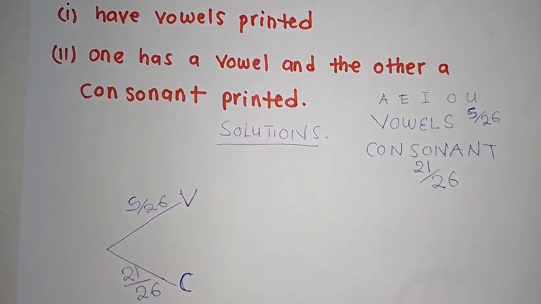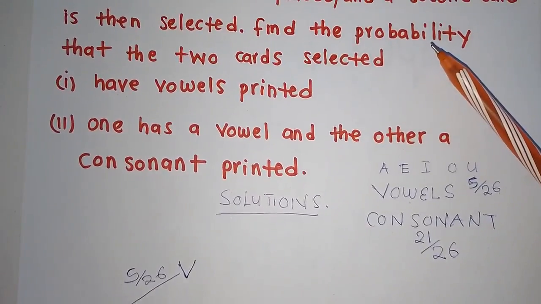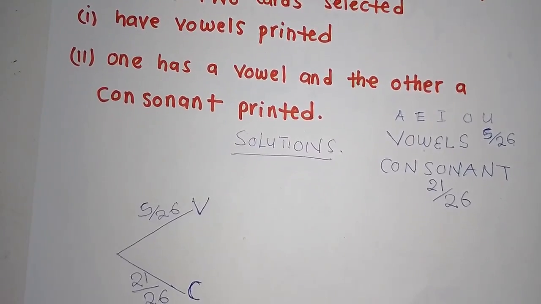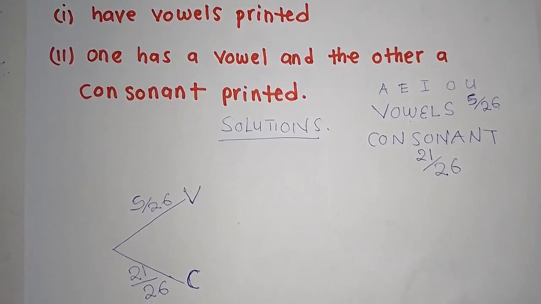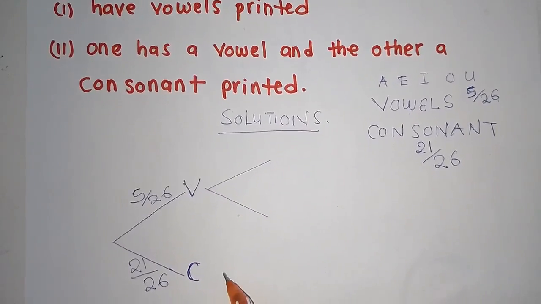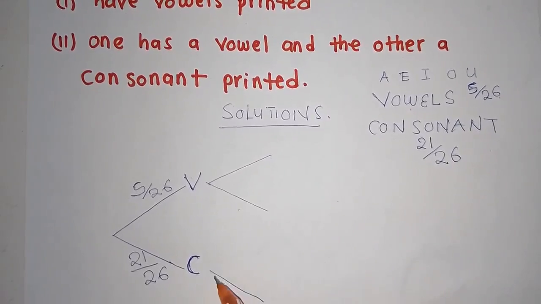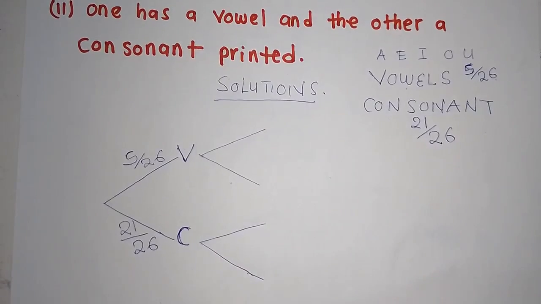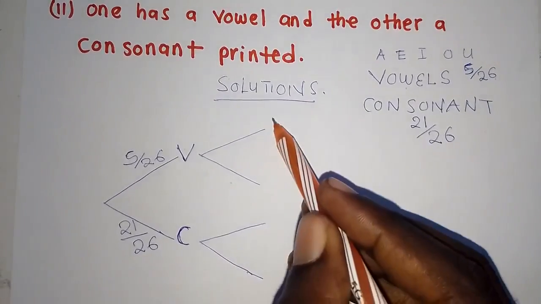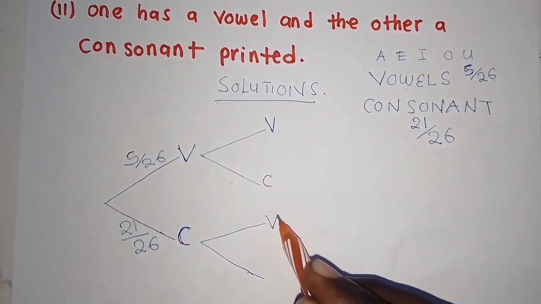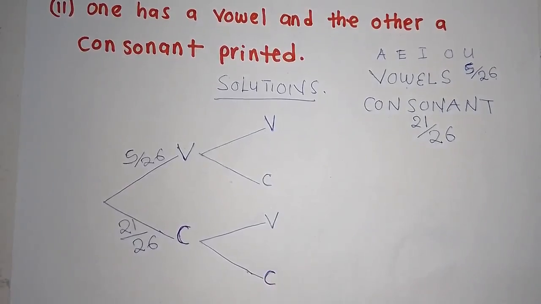The question says that a second card is then selected. A second card was then selected, which is taking us to the second selection. So we do this. Even here, I do this. So this is what you need to get. We start there. We've got vowels. We'll maintain vowels, consonants, vowels, consonants, like this.